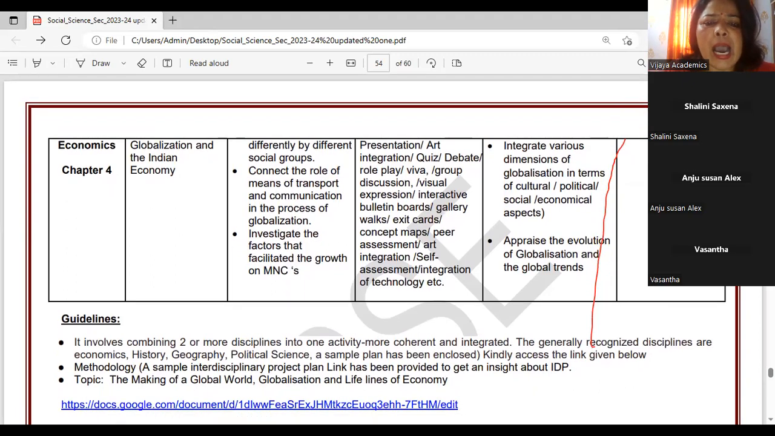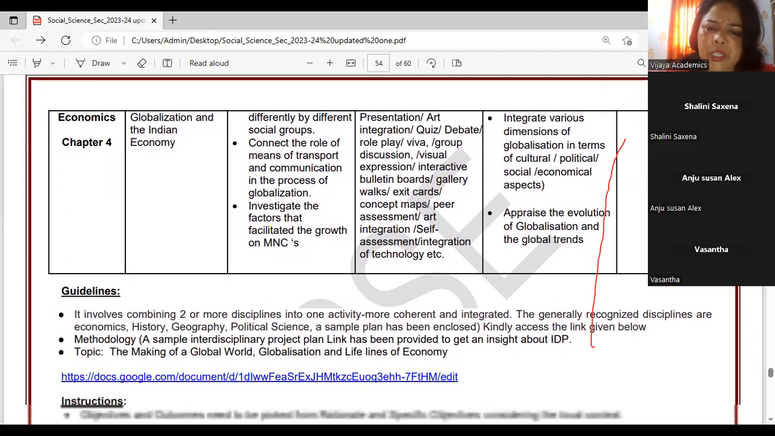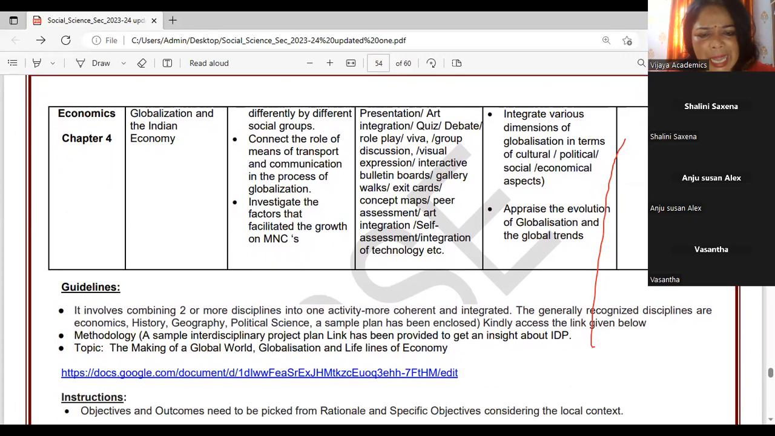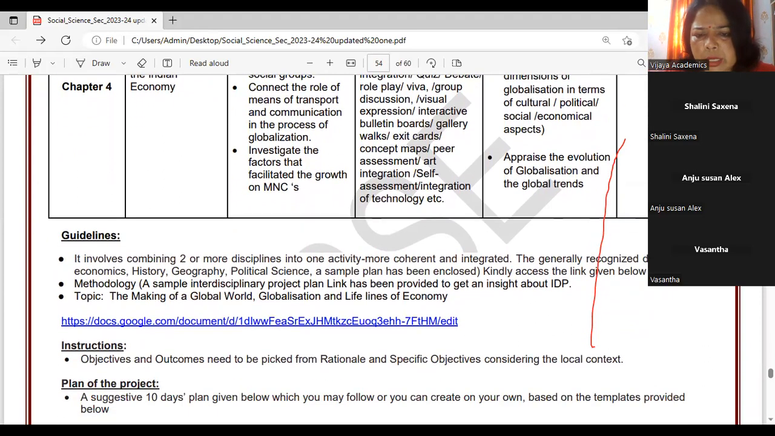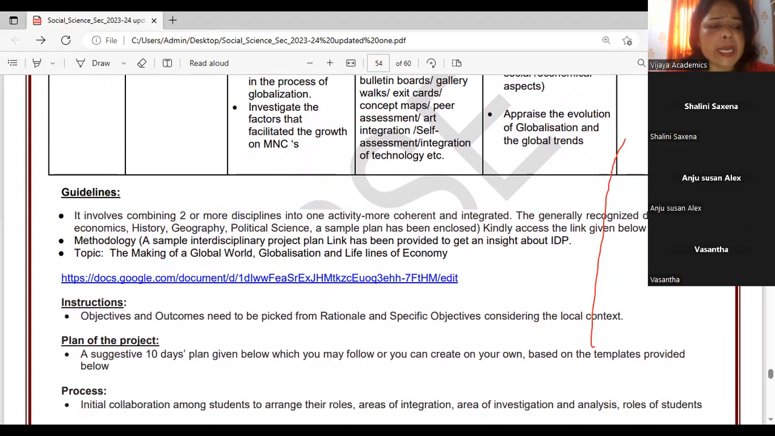Now, again, this is interlinked with economics, globalization, and the Indian economy. Here: art integration, quiz, debate, role play, viva, group discussion, visual expression, interactive bulletin boards, gallery walks, exit cards, concept maths, peer assessment, self-assessment, integration of technology, etc. See teachers, this is the part of multiple assessment. Now, here the guidelines are also given.